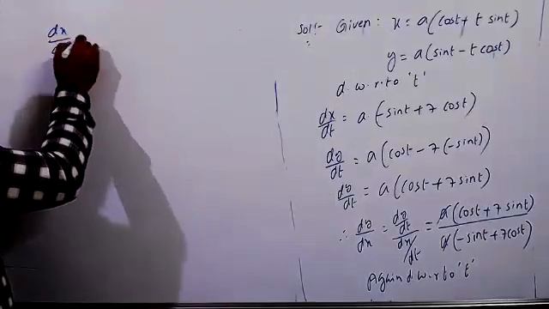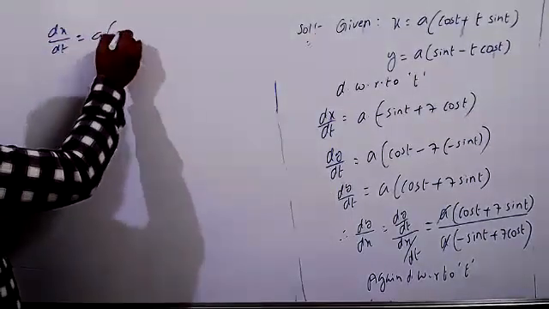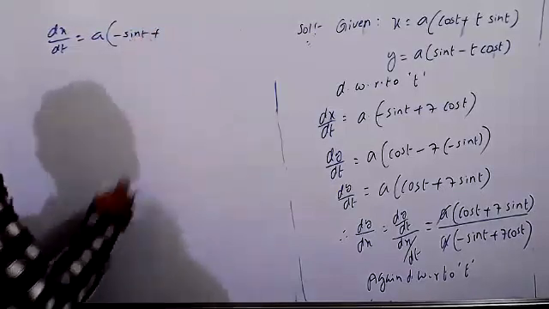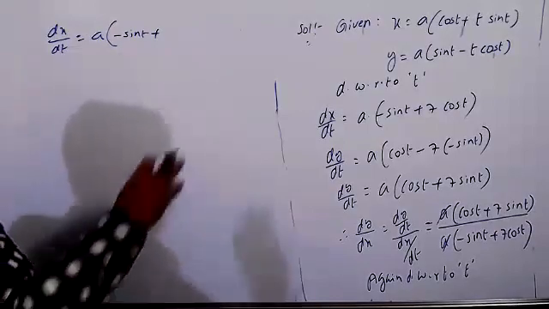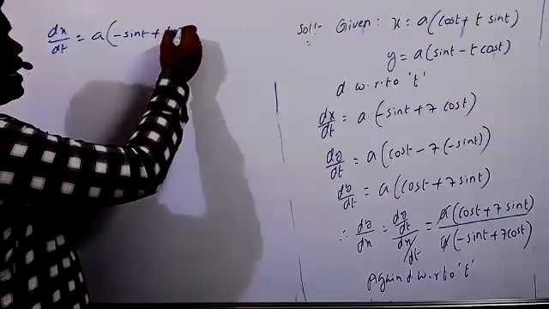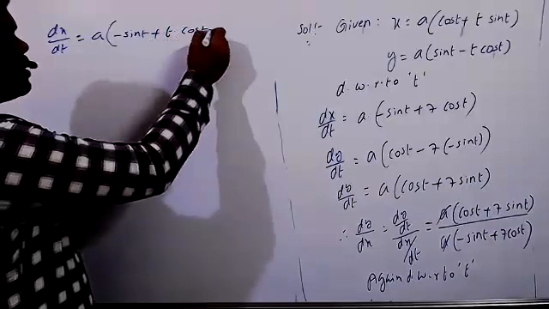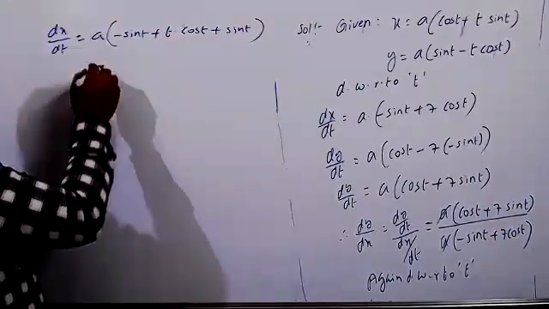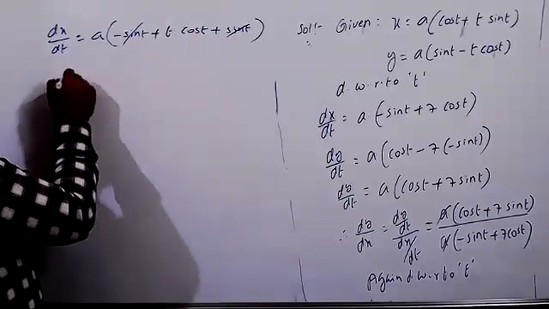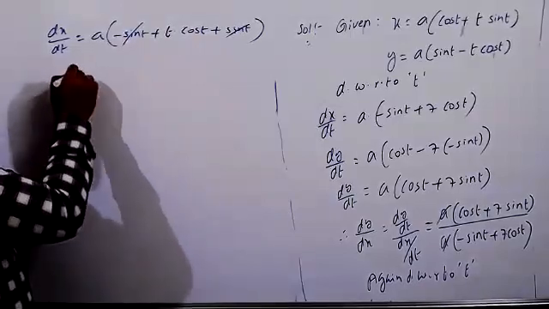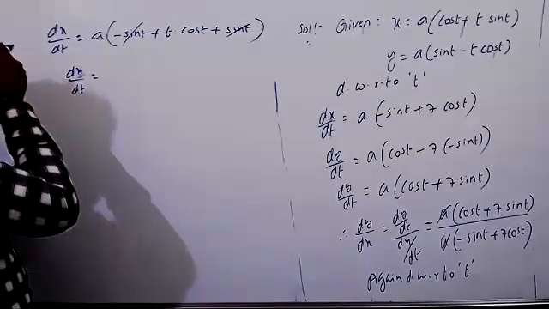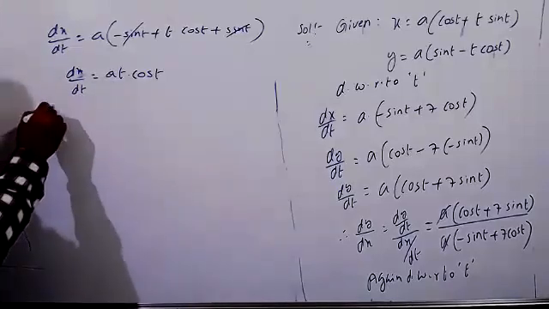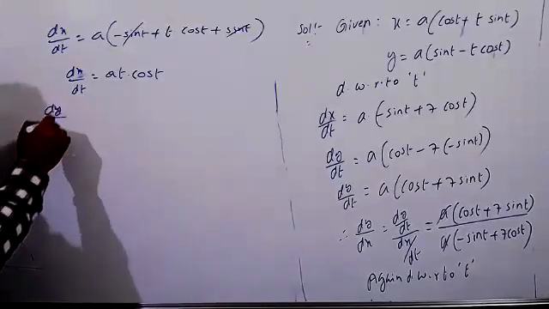So dx by dt equals what do you get, tell me now. a is the constant value. Cos t means you can write sin t plus t, the uv formula you can apply. So t into the differentiation of sin t, which is cos t, plus this is sin t. Clearly these two will be cancelled. So the value of dx by dt equals a t into cos t. First one. Next, dy by dt also you can take here now. dy by dt.